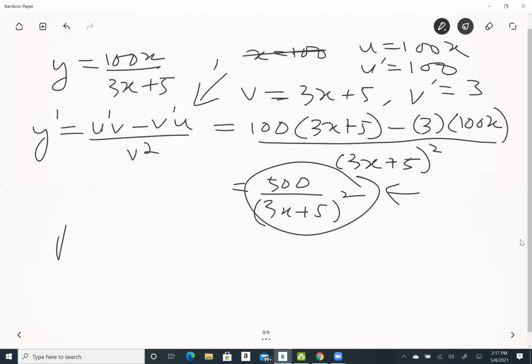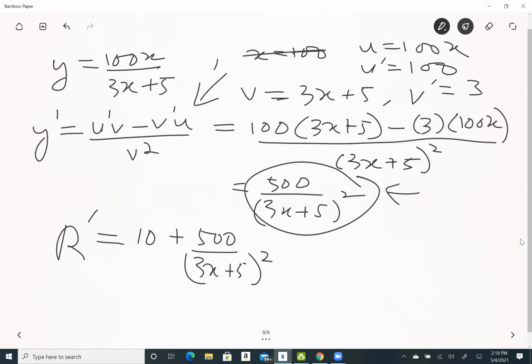So therefore, our r prime will be equal to 10, the derivative of the first term, plus 500 divided by 3x plus 5 squared. So you see here, you are organizing your solution nicely. Rather than doing everything right away on the revenue function, which can become quite messy. So you got that.